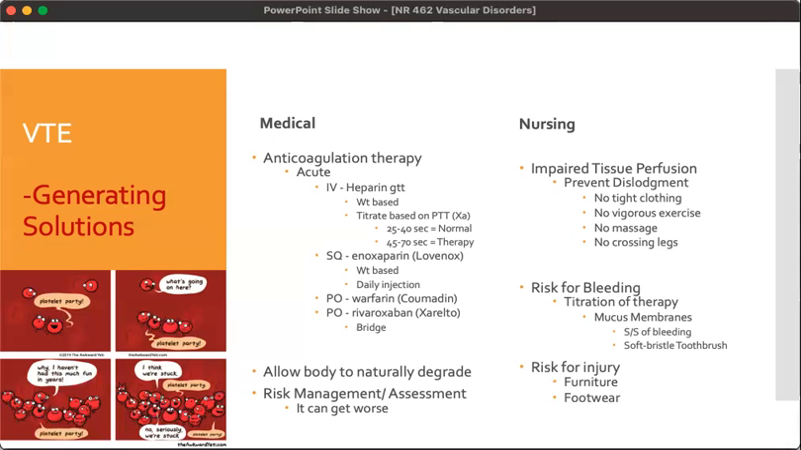We also want to prevent patients from causing injury to mucous membranes, because if they start bleeding, they're going to keep on bleeding, and you can get pretty severe pretty quickly.